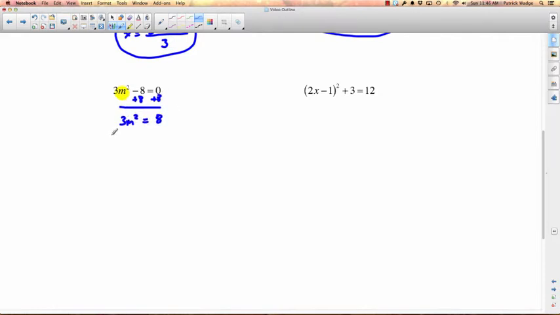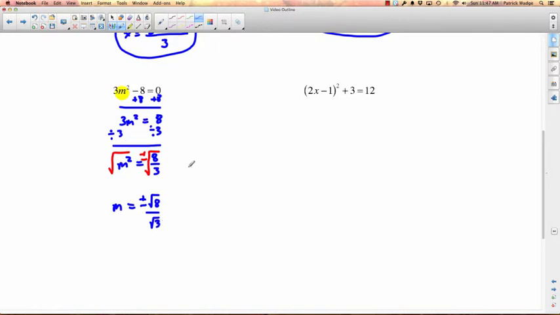We still need to get rid of this 3. Since it's 3 times, we'll do the opposite. We'll divide. So you get m squared equals 8 over 3. Now you're ready to take the square root of both sides. When you take the square root of this side, make sure to put plus minus. And what you're left with is m equals, again, let's turn this giant radical here with the fraction into one radical sign on the top, one radical sign on the bottom.